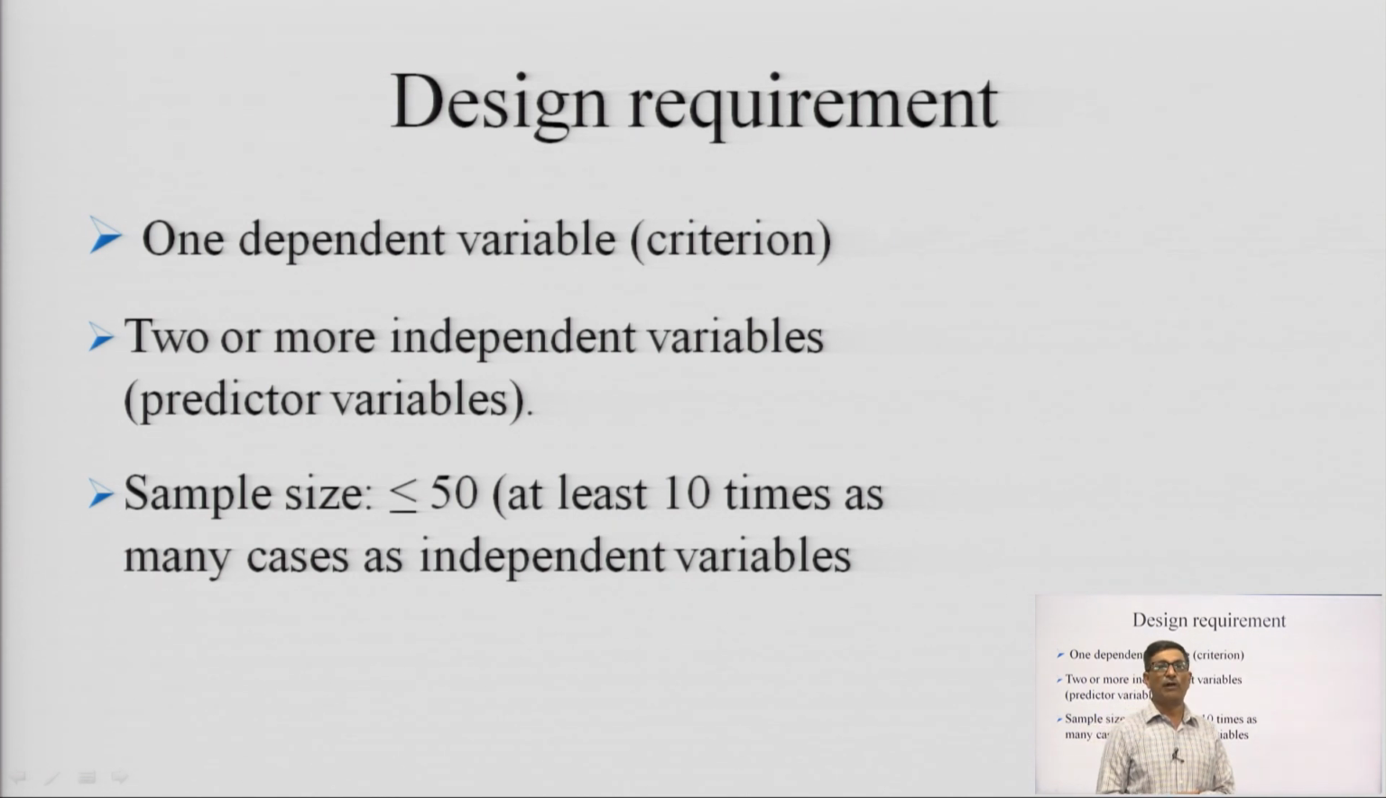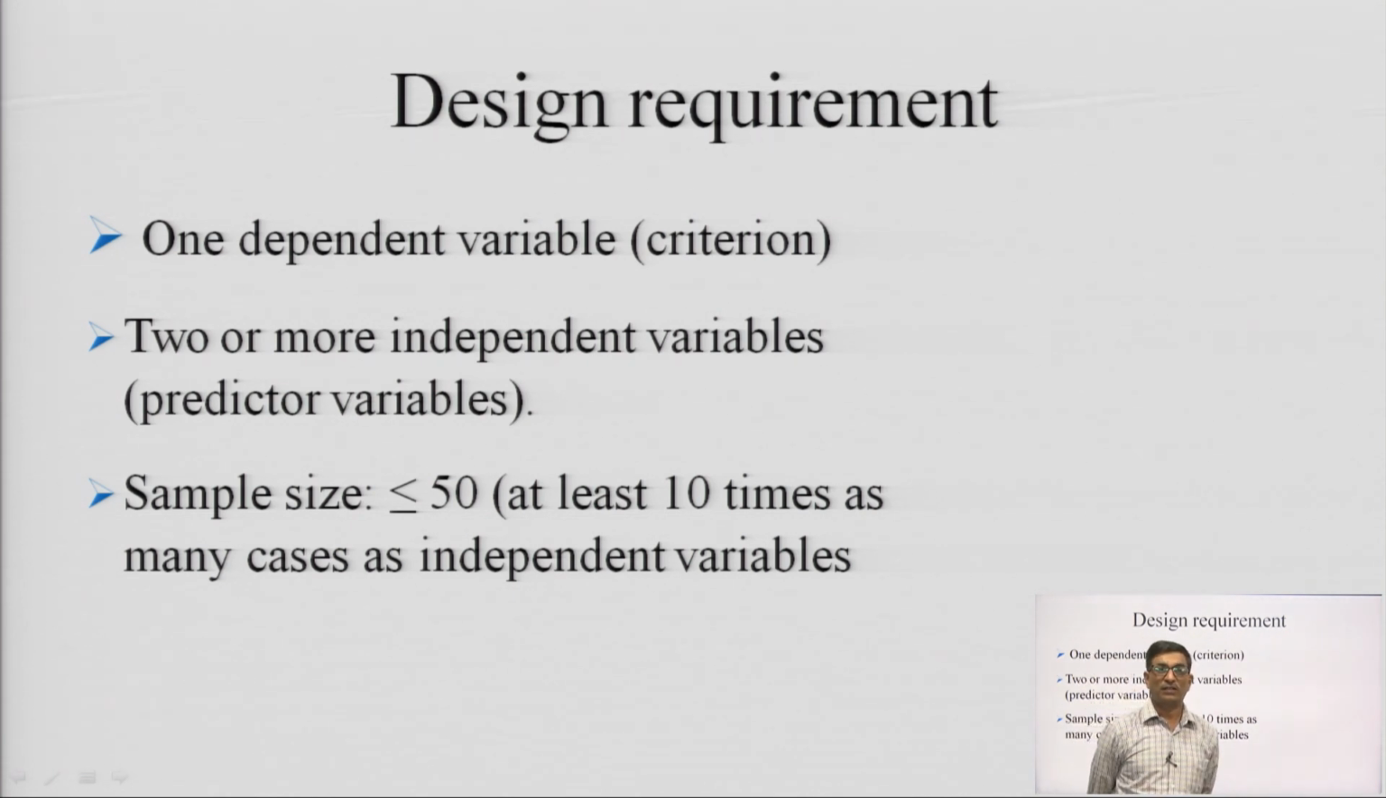What are the design requirements for multiple regression? For multiple regression, there should be one dependent variable, which is also called the criterion, and second, we should have two or more independent variables, which are called predictor variables or explanatory variables.